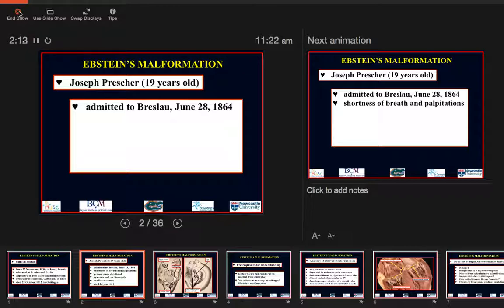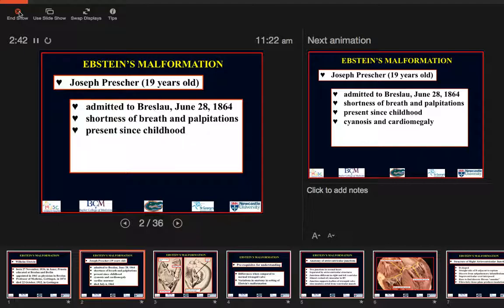So Josef Prescher was a 19-year-old. He was admitted to the hospital in Breslau shortly after Ebstein had arrived there. So he was seen by Ebstein in the hospital. He arrived June 28th in 1864 and was complaining with the symptoms that you will all recognize as going along with what we now know as Ebstein's malformation.